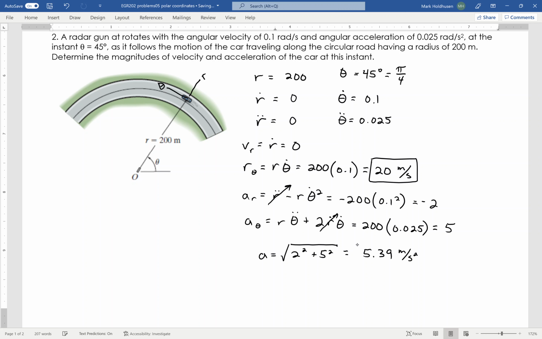So again, when you have polar coordinates, find r dot, r double dot, theta, theta dot, theta double dot, and then plug those into the equations to find velocity in the r and theta direction and acceleration in the r and theta direction to calculate what you need to.